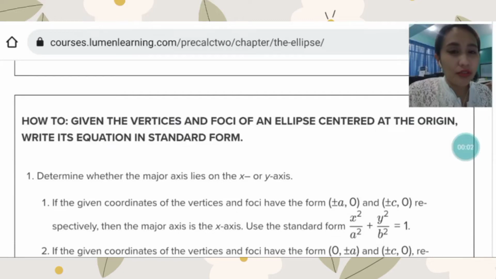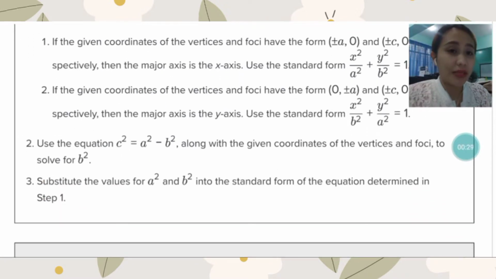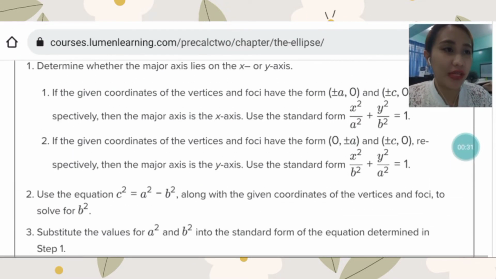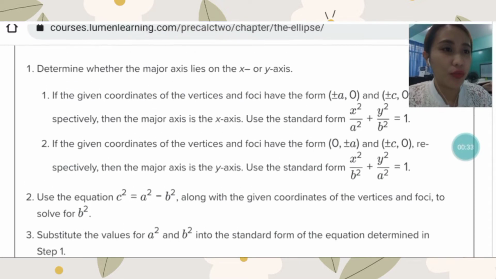Hi everyone. So this is part 2, or the continuation, on our topic on ellipse. To start, we have here how to write the equation of the ellipse in standard form given the vertices and foci of an ellipse centered at the origin. We have certain steps, 3 steps that we can follow.